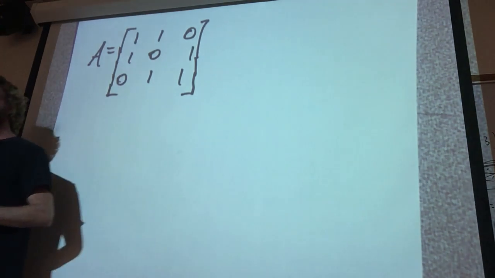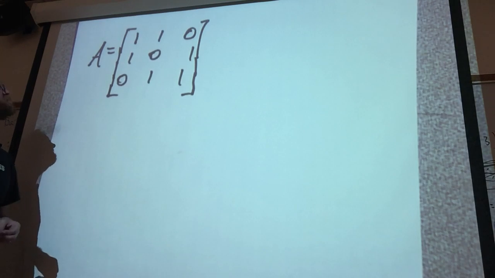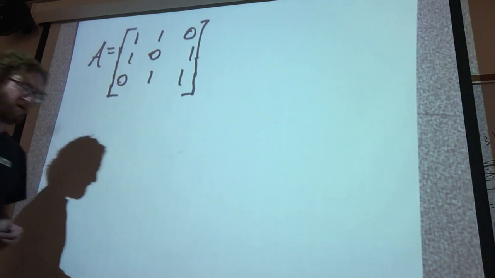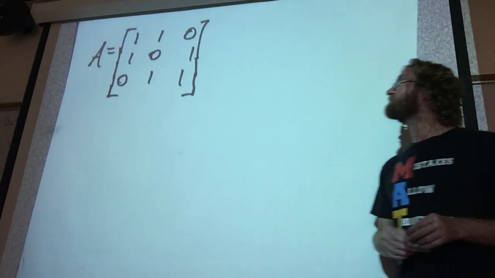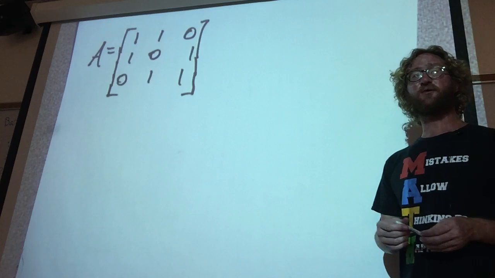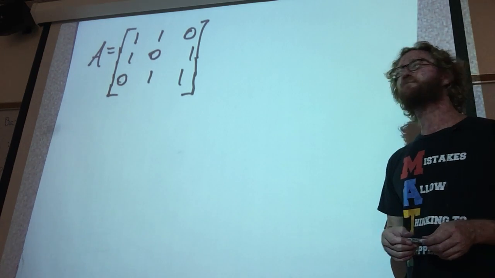Okay, so let's try this with a 3 by 3 matrix. So we have A, which is going to equal 1, 1, 0, 1, 0, 1, 0, 1, 1. And we're going to try to find the inverse matrix that is going to be associated with this matrix. And if you watch the video on the chicken problem, this is where that actually comes from.